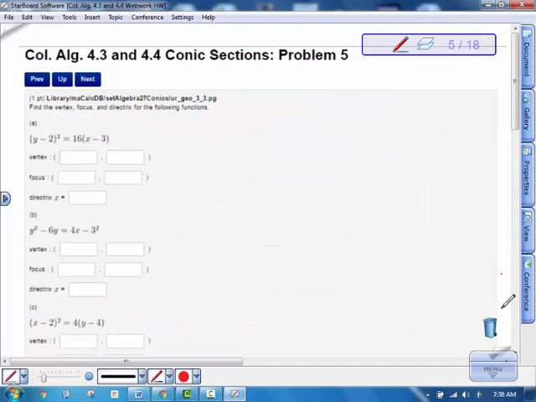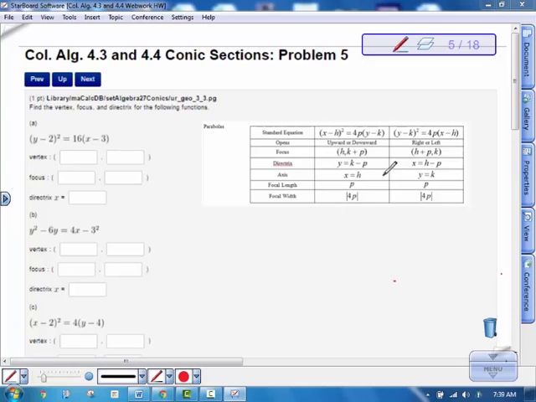Okay, problem 5. We want to find the vertex, focus, and directrix for the following functions. So we're going to use this table of information again. We have y squared here, so we're looking at a parabola that opens right or left. So here's the equation in standard form. I'm going to write that right above here: y minus k squared equals 4p times x minus h. So you can compare and see that h is 3, k is 2, so my vertex is 3, 2.